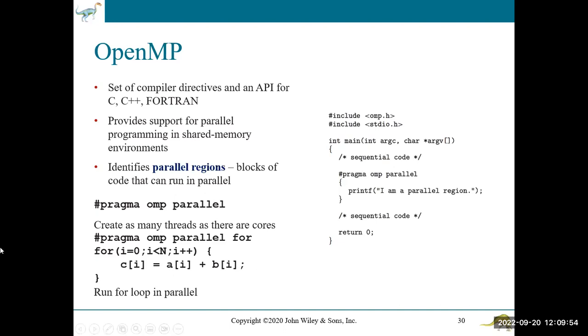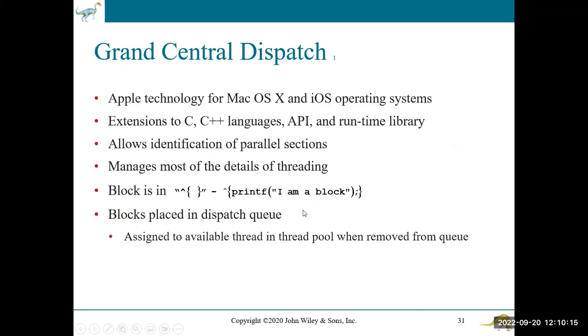OpenMP. So think Linux in this context and Unix. So this is something that you see quite a bit in supercomputing and high performance computing arenas. Grand Central Dispatch. So whenever you see that, you're dealing with macOS and iOS systems. So this is a way of working, the automagic way of providing multiple threads. So Grand Central Dispatch, I want you to associate that with Mac and iOS.